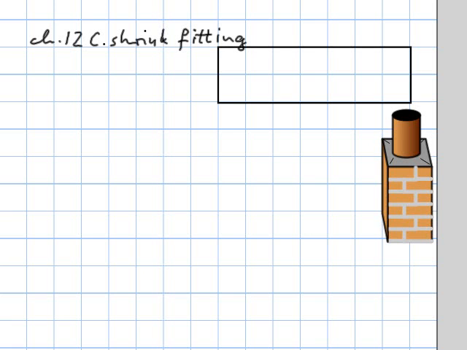This is the problem about shrink fitting, and it says a commonly used method of fastening one part to another part is called shrink fitting. A steel rod has a diameter of 2.0026 centimeters, and a flat plate contains a hole whose diameter is 2.0000 centimeters. And this is the best image I could find.